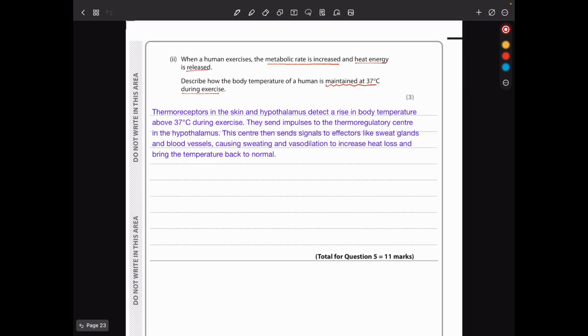Impulses could also be sent to organs like the liver to decrease the metabolic rate so that less heat is generated in the body in order for this homeostatic mechanism to return the body temperature to normal.